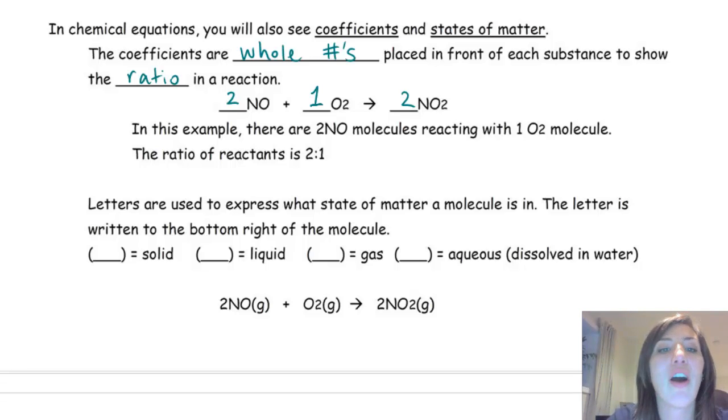This means that there are 2 nitrogen monoxide molecules reacting with 1 oxygen molecule. And the ratio of our reactants then is 2 to 1. 2 nitrogen monoxide to 1 oxygen. Also, we get states of matter.